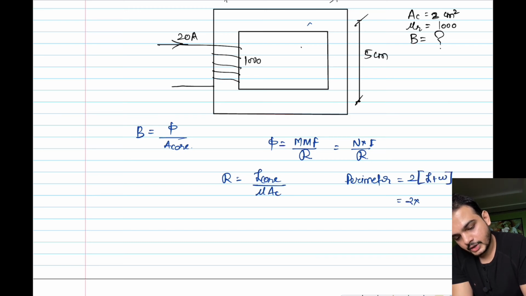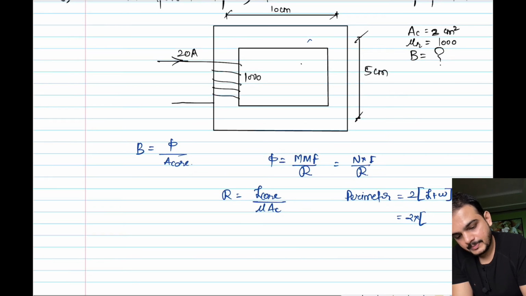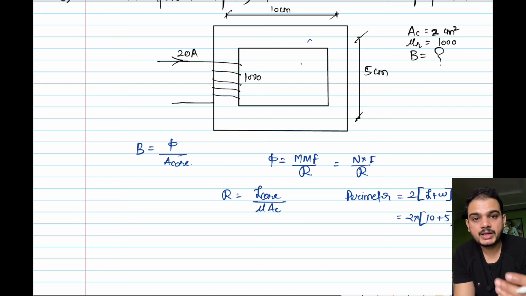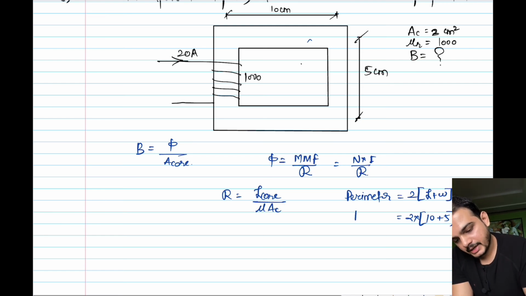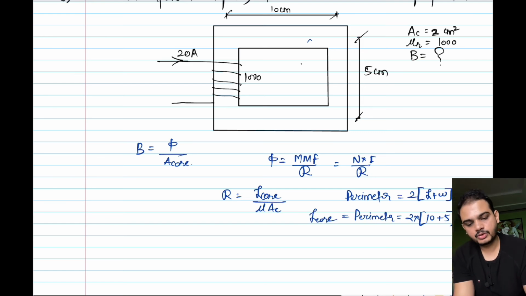2 into length, how much? Mean length is 10 centimeter, plus 5 centimeter. But we want all our calculations in meters, so we will convert centimeter into meters. That's why we will multiply it with 10 to the power minus 2. So this is the perimeter, or length of core.